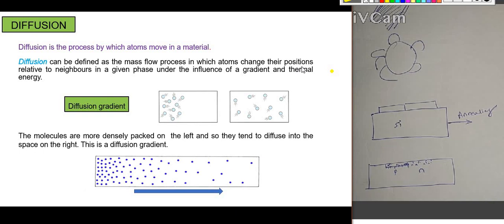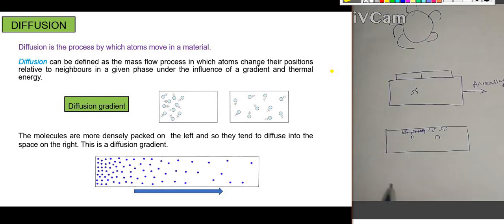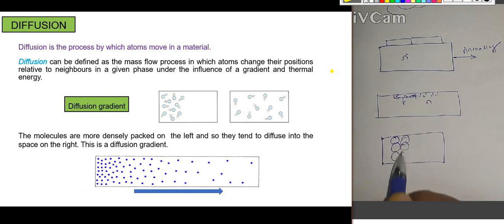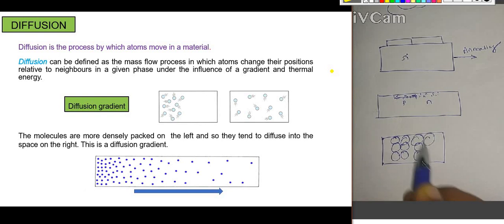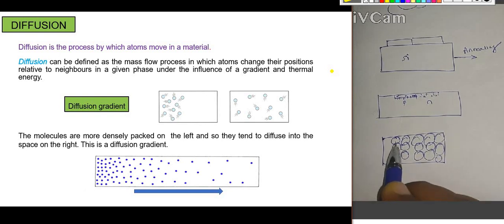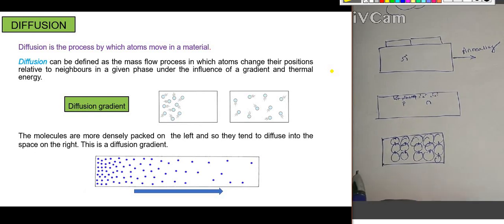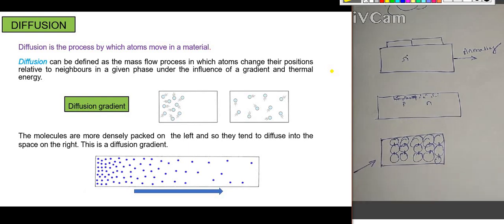What is the importance of this thermal energy? For example, initially all the atoms are bonded together in the crystal. Under a normal temperature, these atoms are vibrating at their lattice points. But when we increase the temperature, or by heat transfer into the material, the temperature of the entire material will increase, and thereby these atoms will be in a higher energy state.